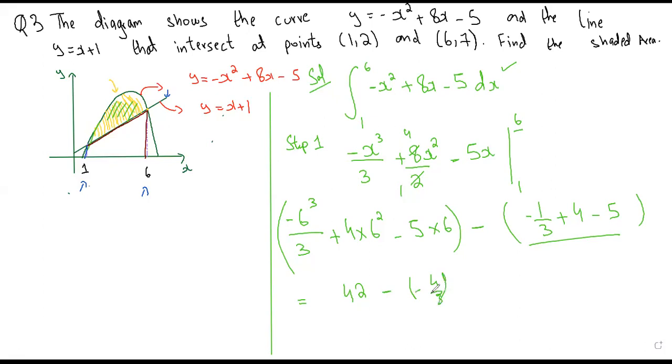This is minus 4/3. So the sum is going to be 42 plus 4/3, and that is 130/3. Okay. What is 130/3? 130/3 is all this area that is bounded by the x-axis and the curve, okay? But we are not interested in all this area. We are only interested in the shaded region, that is this one.